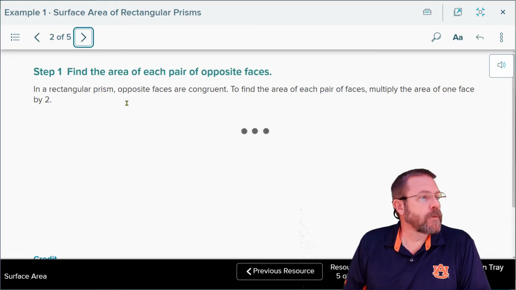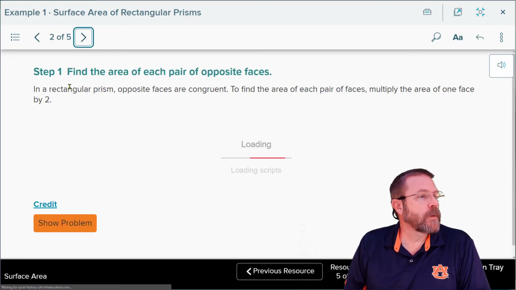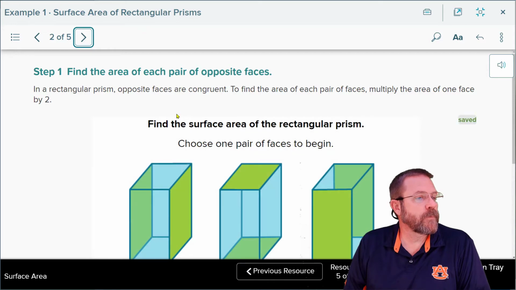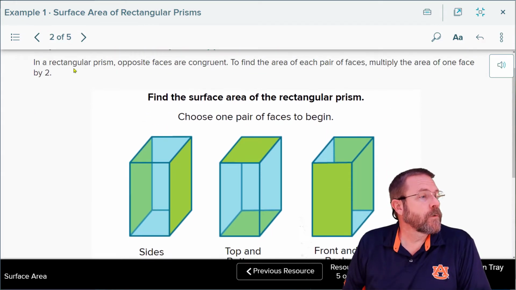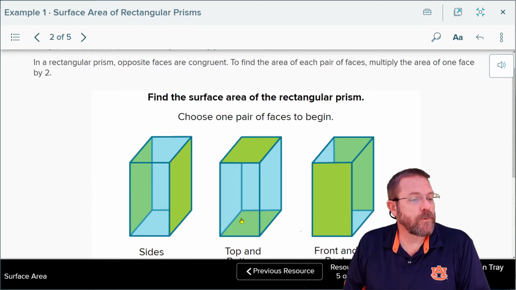So to do that, let's see how they're going to do it. They say to find the area of the opposite pairs. They're actually not making a net. Making a net is better. So you can see these 2 are opposite pairs, these 2 are opposite pairs, and these 2 are opposite pairs.